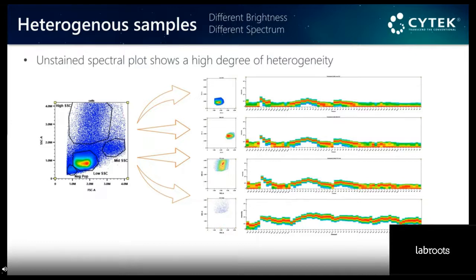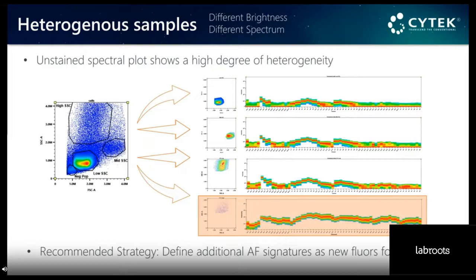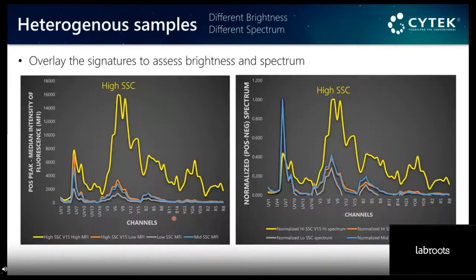Since we have multiple detectors, we have multiple opportunities to understand and characterize those events, understand they are different, and then use those differences to do specific extraction. Our suggestion, if this is your case, if when you explore the sample this is what you're seeing, is that you can define an additional autofluorescence signature using these events and include it in your panel. How would you do that?